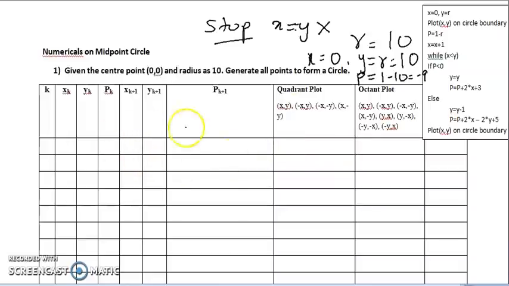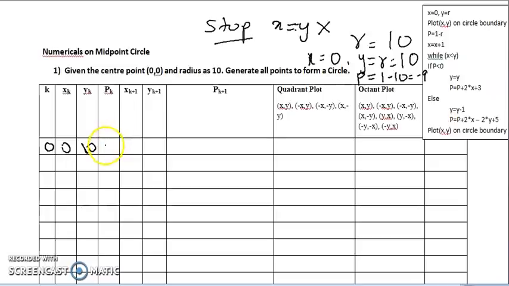So we are going to start with our iterations. My iteration number 0, that is when k is equal to 0. My present xk and yk are initialized to x is 0 and y is 10. So my x starts from 0, my y starts from 10.